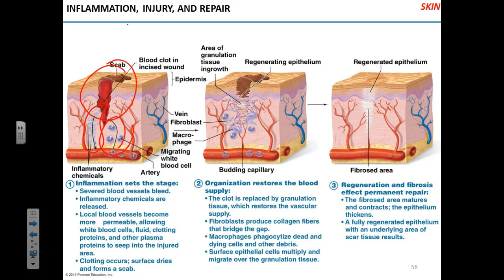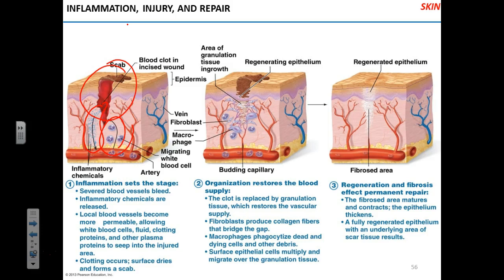If your blood is clotted, what's going to happen to those microbes? They're stuck, yeah. So it kind of prevents them from spreading. Does that make sense? Now, why dilation of the blood vessels?